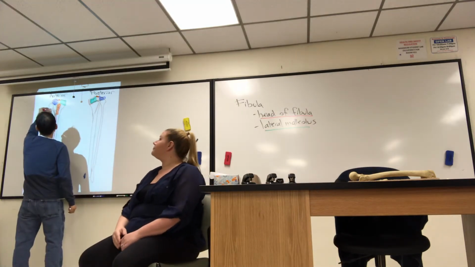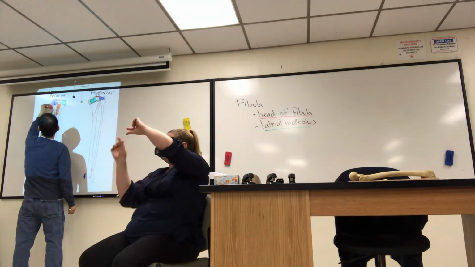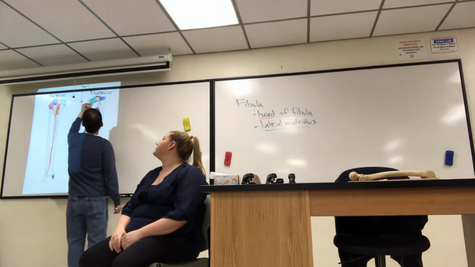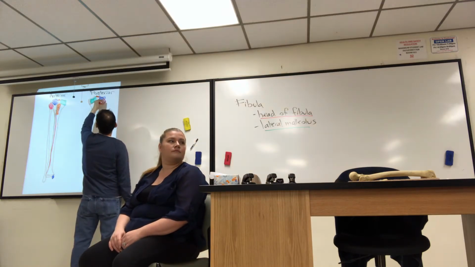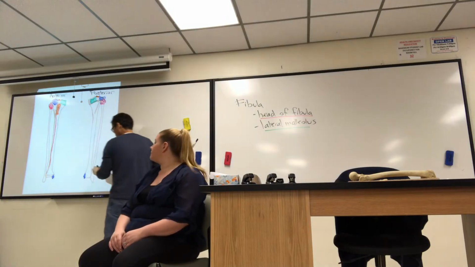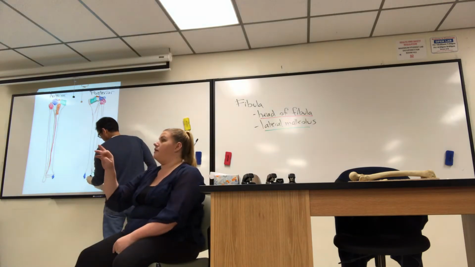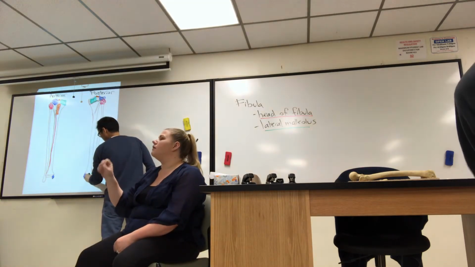Head, this part. And the other end, lateral malleolus down here, is there. The lateral malleolus is your outside ankle bone.